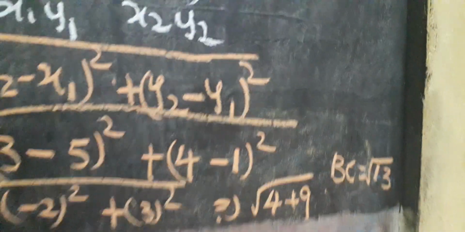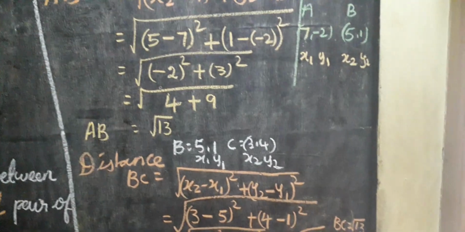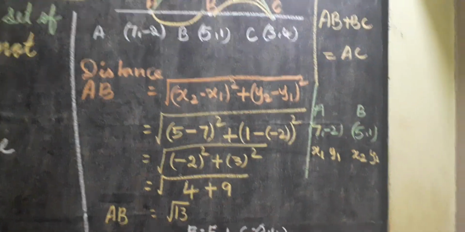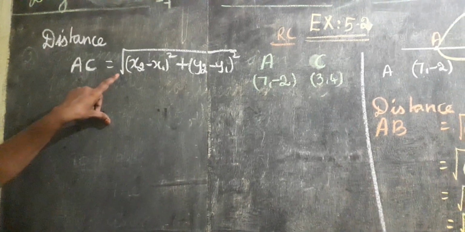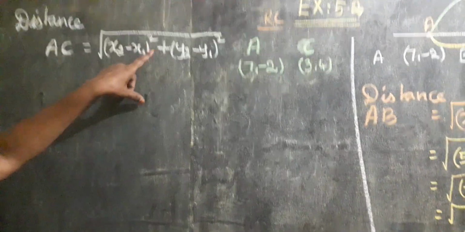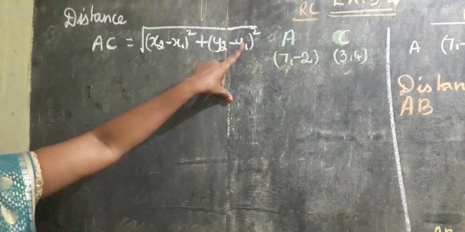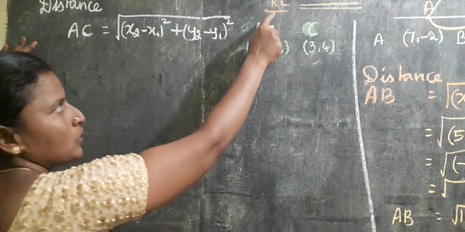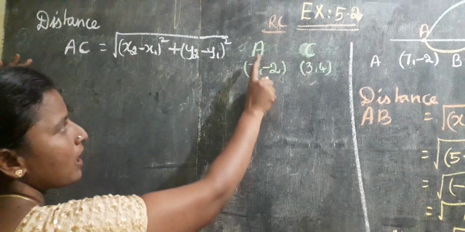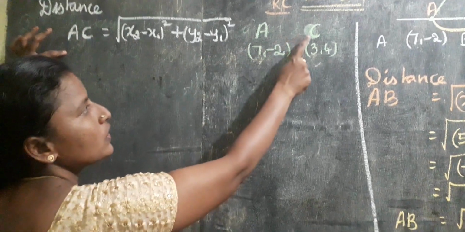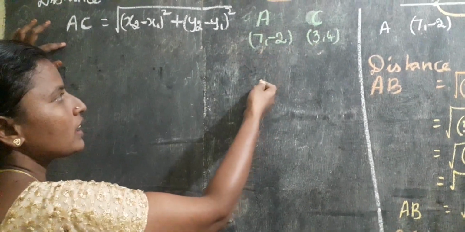Next we have to find the distance between the 2 points AC. Finally we find that AC. Distance AC is equal to the formula: square root of (x2 minus x1) whole square plus (y2 minus y1) whole square. Every time you must write the formula, and in your rough column you have to write the points also. If you find the distance AC, you have to write the values A and C and give the names.